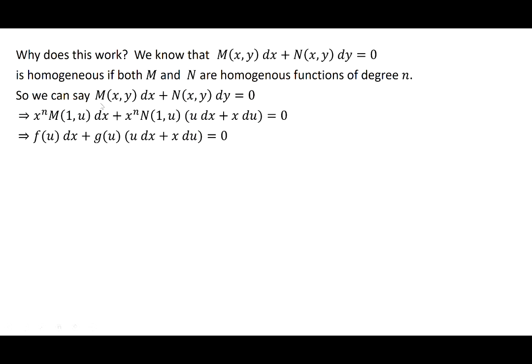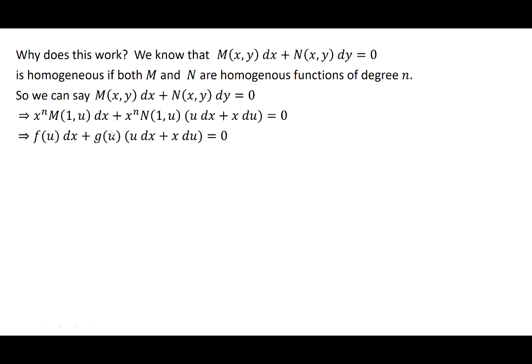That's because when M is nth degree homogeneous, we can write that as x to the n times M of (1, u). Similarly, N of (x, y) can be written as x to the n times N of (1, u), and dy of course is u dx plus x du. Now I can divide throughout by x to the n, and so that disappears. x is not equal to 0, so we are okay, we can do that. And M of (1, u) is nothing but some function of u, so I called it f of u. Similarly, N of (1, u) is some function of u, so I called it g of u.